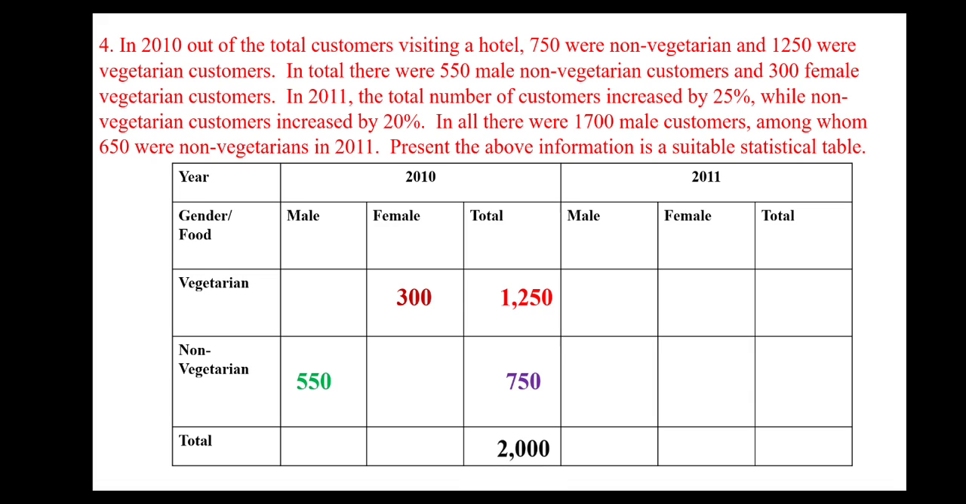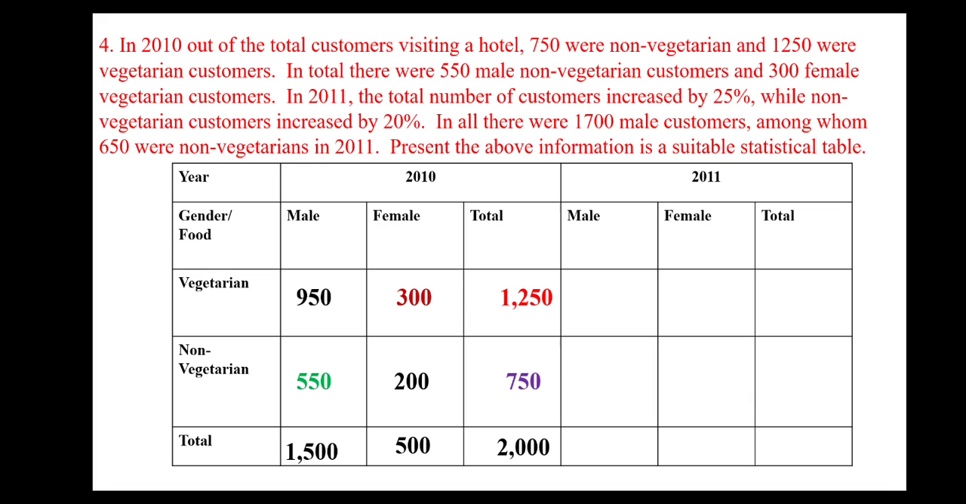Look at that. We got total: 1250 plus 750. Then 1250 minus 300, and here I will get 950. See that, 1500 added, then you can get this value. Then 500 minus 300 will get the rest. So we complete the 2010 table.